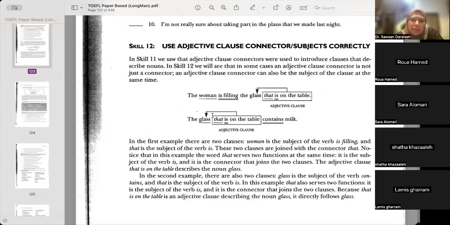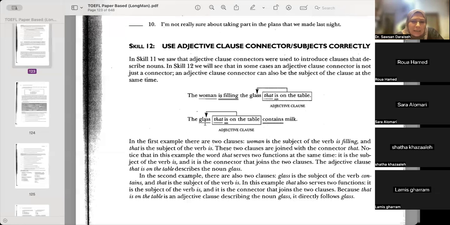Now, the adjective clause is going to describe the glass that is a subject, not an object like here, okay? Because over here is filling, is present continuous, right? Like she's in front of me, I'm watching her, she's doing something right now, which is filling the glass. Let's see this sentence. It's in the present simple, as you can see. Imagine this is not here. Ignore this for a minute.